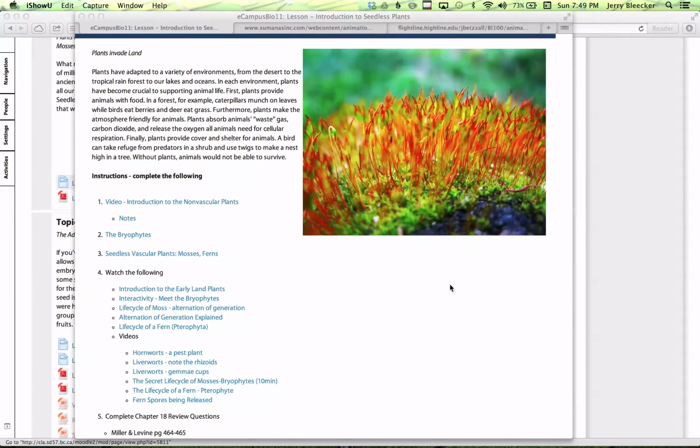It's Mr. B again. This is going to be Plants Invade Land, Part 2, and this will be all about the Bryophytes and another group, another phylum that we call the Pterophytes. Now, the Bryophytes we saw in our previous lesson, and they were the mosses and the hornworts and the liverworts.